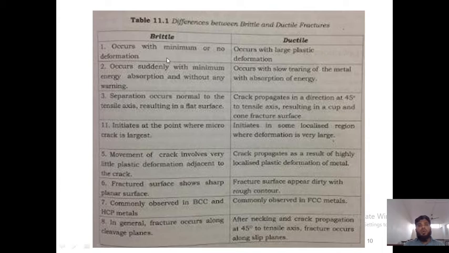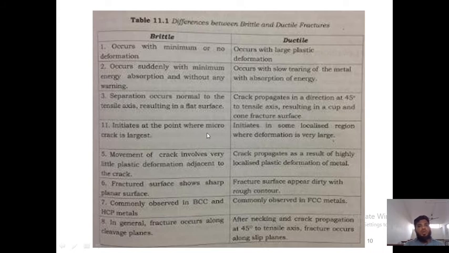Brittle occurs with minimum or no deformation, no plastic deformation. Ductile occurs with large plastic deformation. Brittle occurs suddenly with minimum energy absorption. Yes, it will not absorb any energy. Whereas ductile will absorb some energy, it will undergo plastic deformation. After plastic deformation, it will break into two pieces. In brittle fracture, separation occurs normal to the tensile axis, resulting in a flat surface, whereas in ductile fracture, crack propagation is in a direction at 45 degrees to the tensile axis, resulting in cup and cone formation.